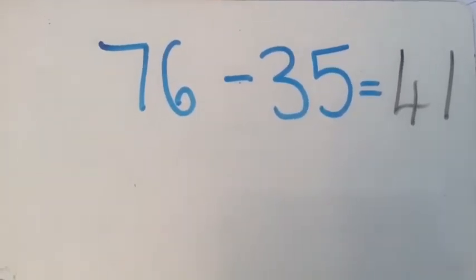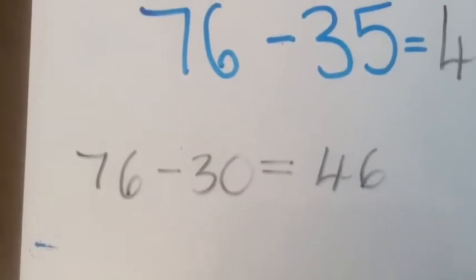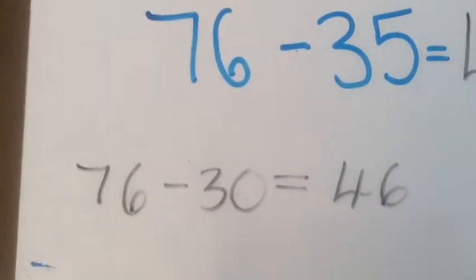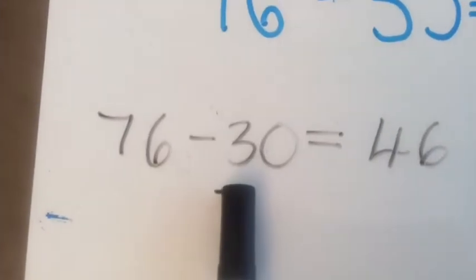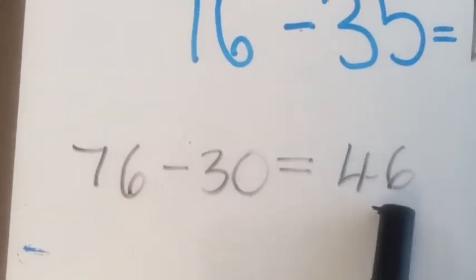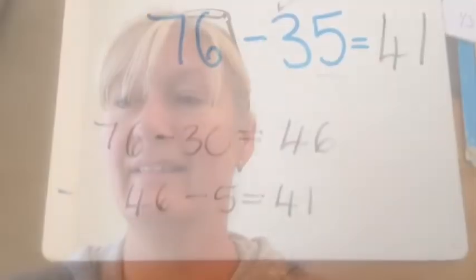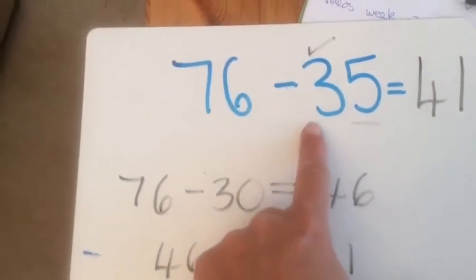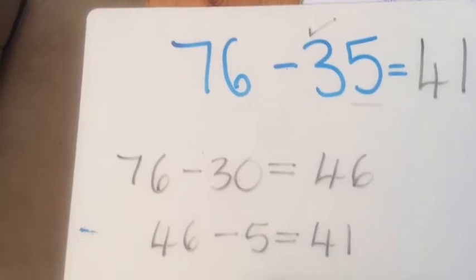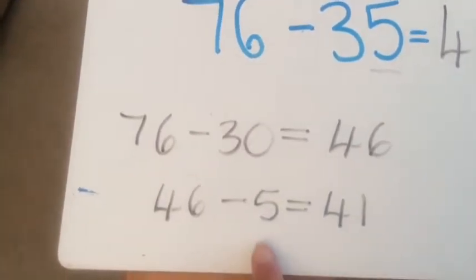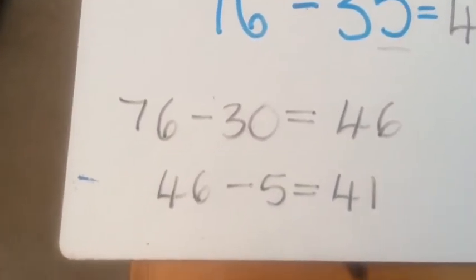Some of you might be ready more for a paper and pencil method. Again by partitioning the numbers. So here it is, 76. Take away the 30. Some of you might be able to do that in your head and know that that's 46. You could have counted back on your fingers for that, couldn't you? 76 and we're taking away 30. So that's 66, 56, 46. So we've taken away the 30, but we've still got the 5 to take away. And 46 take away 5 is 41.